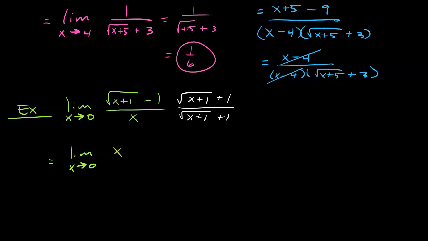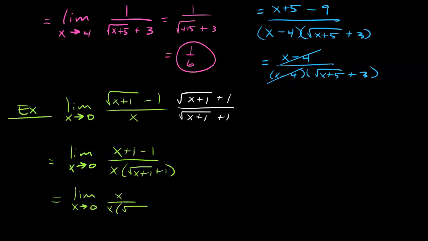So the top would be x plus 1 minus 1. The bottom would be x without multiplying out. Run out of space. Here's the most annoying thing about limits, is that you have to keep rewriting limit over and over and over. Because that's proper notation.